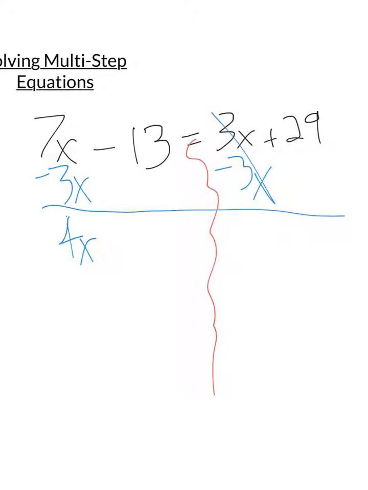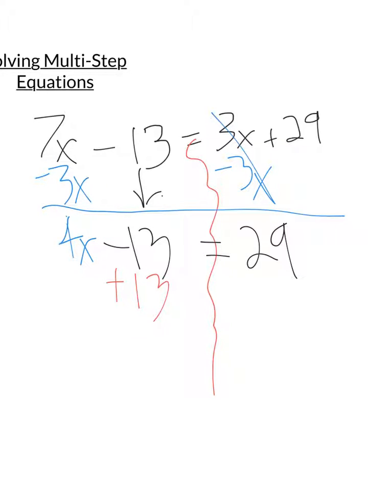So here I have 4x, and then anything you don't deal with just carries straight down. So 4x minus 13 will equal 29. Okay, so I have all my x's on one side. Check. The second step I said was to add or subtract all the other numbers that don't have an x with them to the opposite side. So this minus 13 needs to go. So I'm going to plus 13 over.